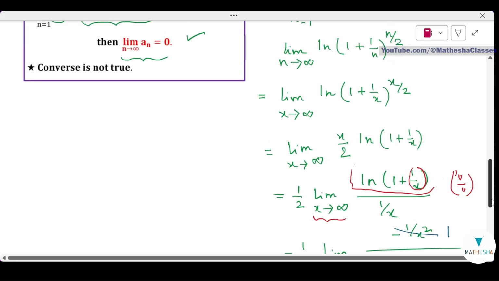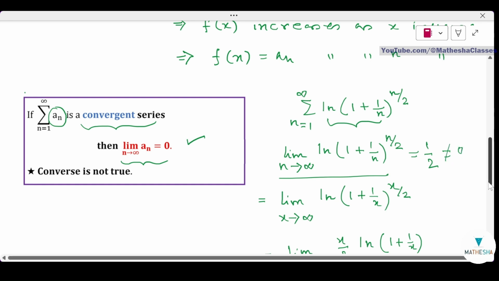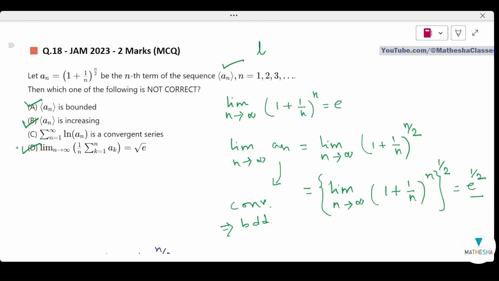So since limit of the nth term is half, that means not equal to 0, so the series is not convergent. Okay, so correct options are A, B and D.